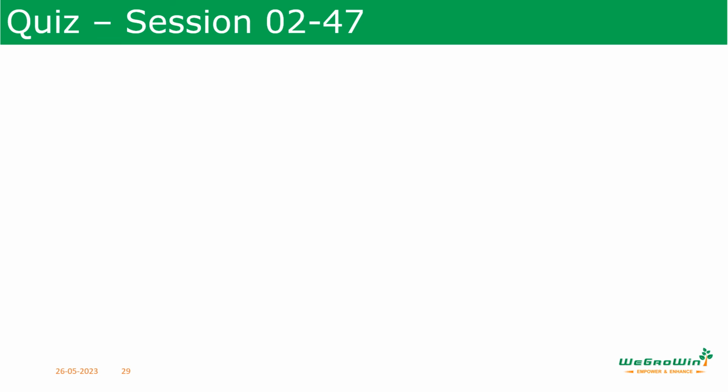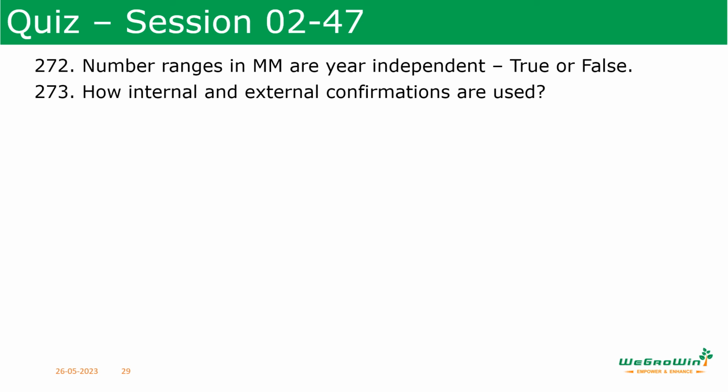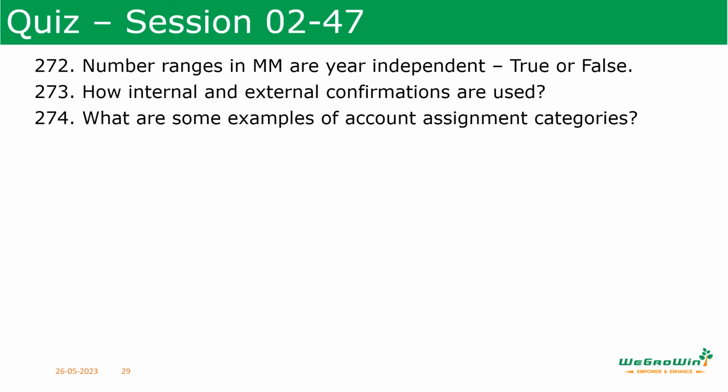Now we discuss the quiz for this session. Number ranges in MM are year independent, true or false? How are internal and external confirmations used? What are some examples of account assignment categories? So these are the quiz questions. We'll discuss the answers in the next session.